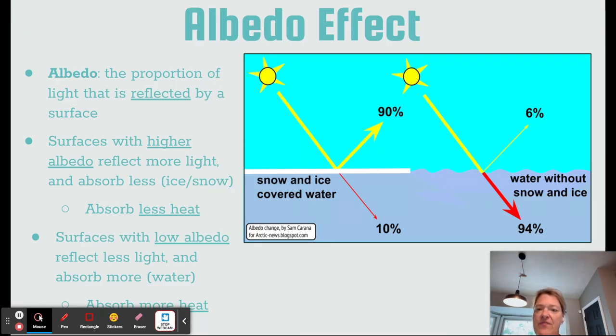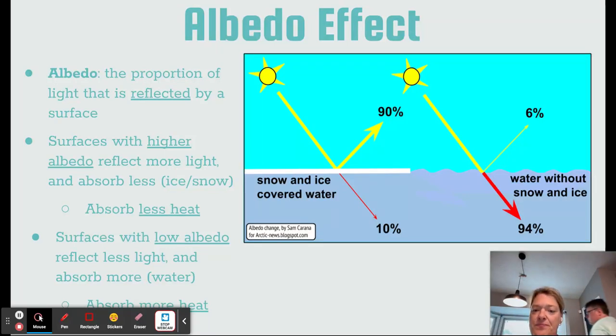Okay, so albedo effect. Albedo is the proportion of light that's reflected by a surface. So surfaces with higher albedo reflect more light and absorb less sunlight. I think a good example of this is... I'm sorry, I said that incorrectly. Snow and ice has a higher albedo than water.